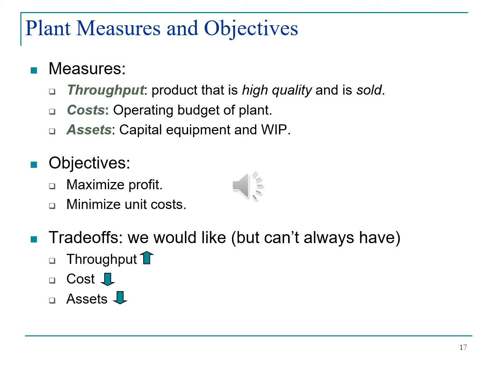From a manufacturing plant perspective, the measures and objectives. Measures are typically the throughput, which is the product that is high quality and is sold. Cost, the operating budget of the plant, and the assets are the capital equipment and the work in process, WIP. The objectives are also to maximize the profit and to minimize the unit costs, and also the trade-offs: we would like, but can't always have, a high throughput with low cost and low asset or capital equipment investment.